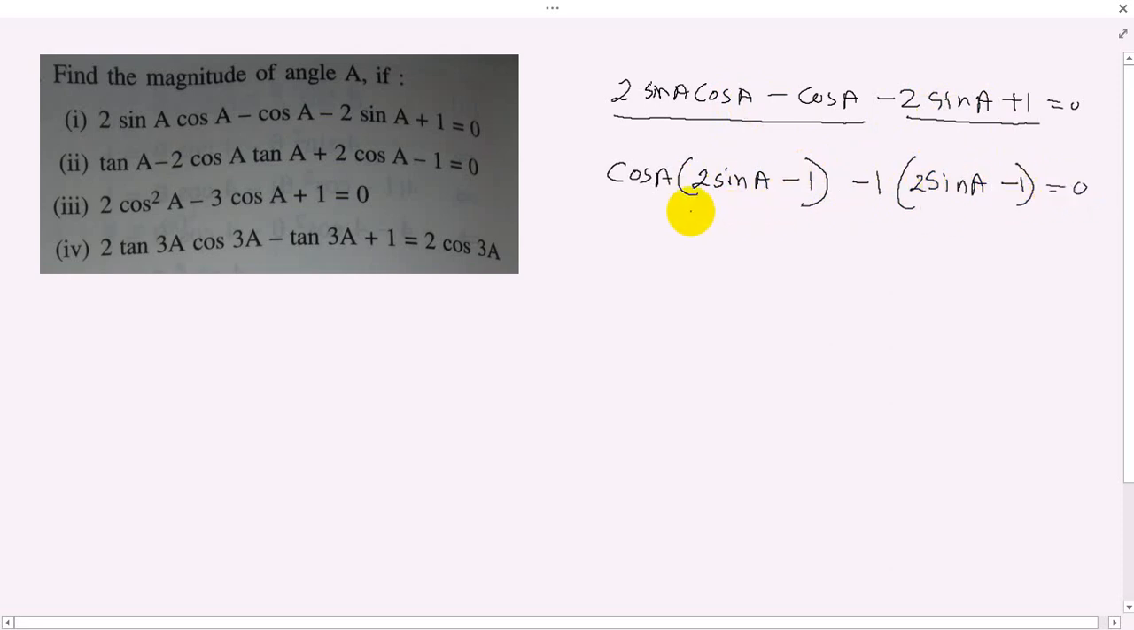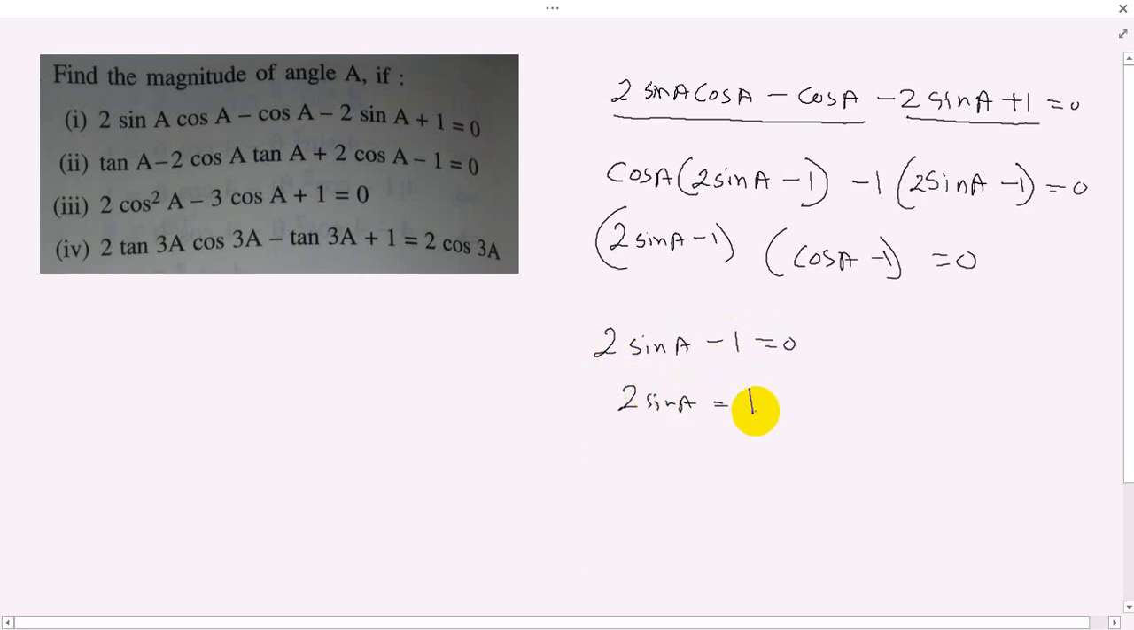In both of these now the common factor is 2 sin A minus 1, and cos A minus 1 is equal to 0. So now we got the two terms. So what we can say? We can say that 2 sin A minus 1 is equal to 0, or 2 sin A is equal to 1, or sin A is equal to 1 by 2.